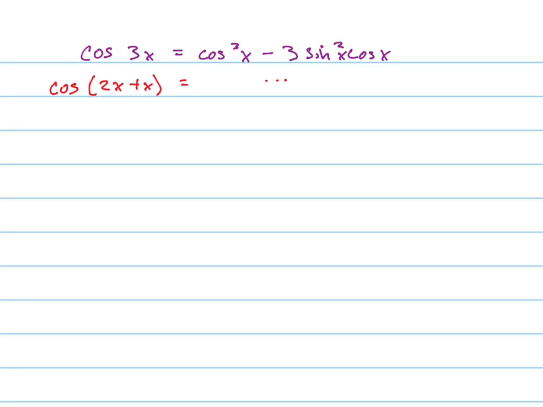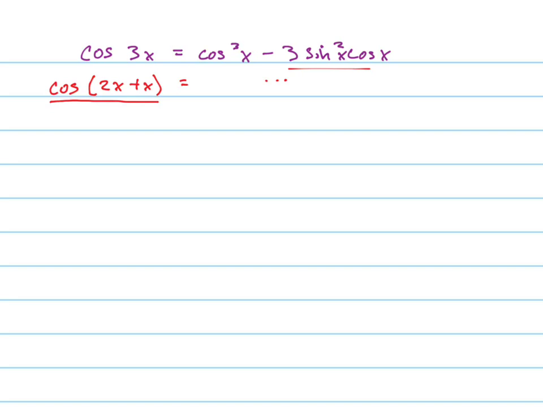I'm not going to rewrite this right now. Okay, I'm just going to leave it right here. So I'm just going to work on the left side until I make the left side look like the right side. You follow what I'm doing? Okay. So what's the property say about cosine 2x plus x?